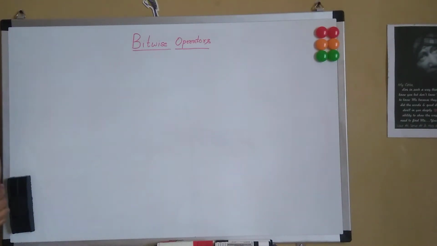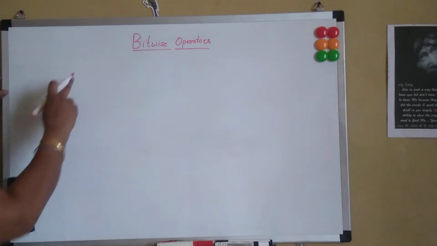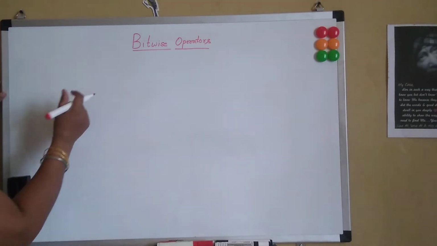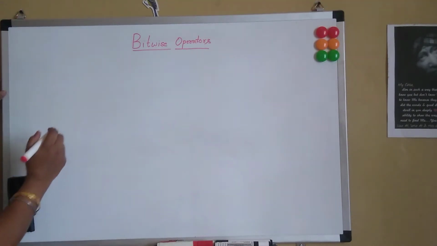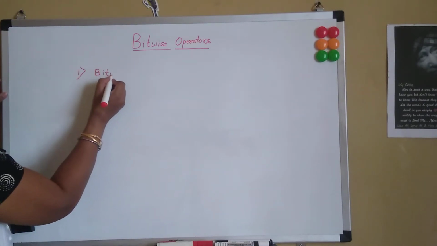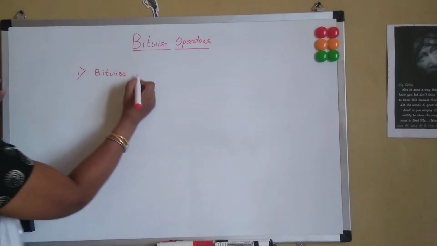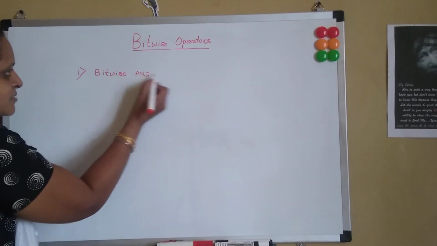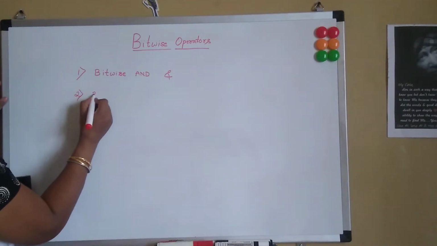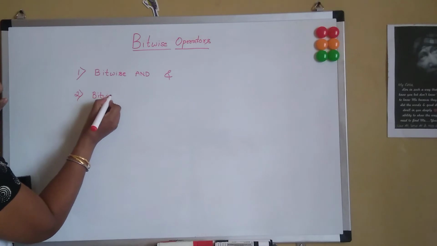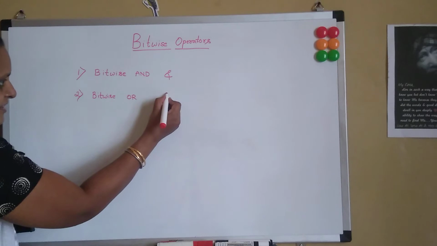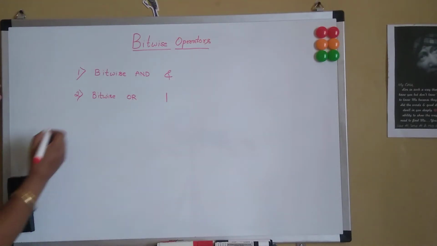So what are bitwise operators? They are the operators which work on bits, that is the binary bits. There are many types of bitwise operators. The first one is bitwise AND, and the symbol is ampersand. The second bitwise operator is bitwise OR, and the symbol is a line which you can see on your computer.